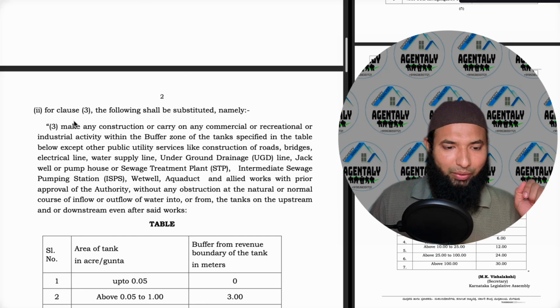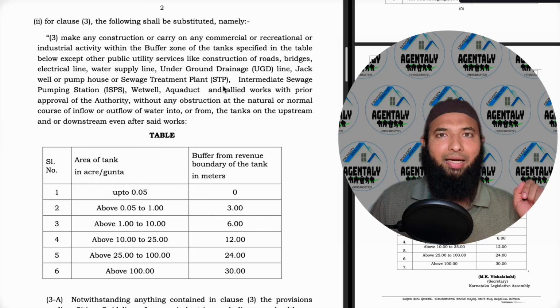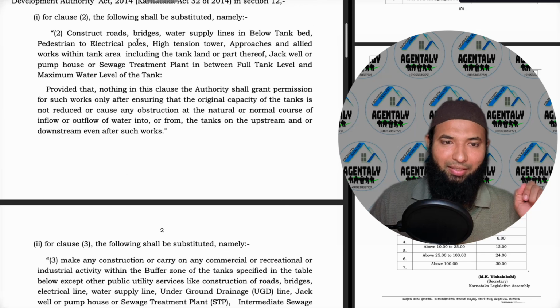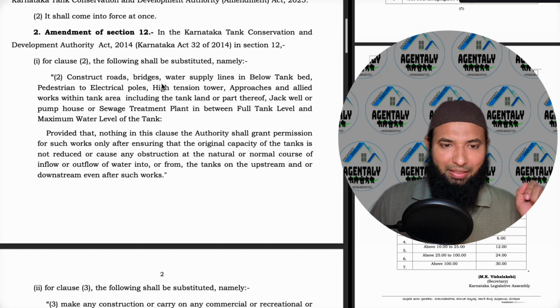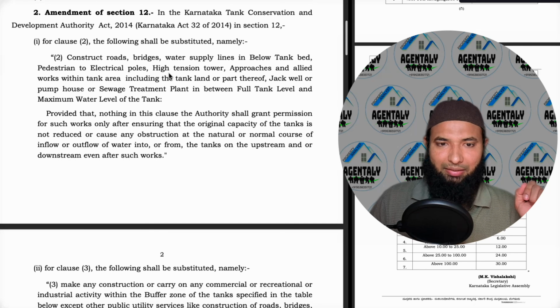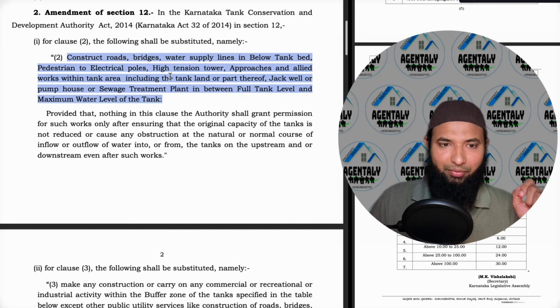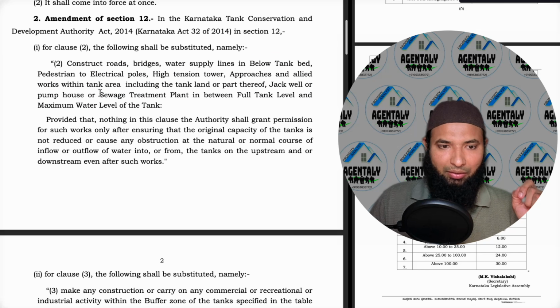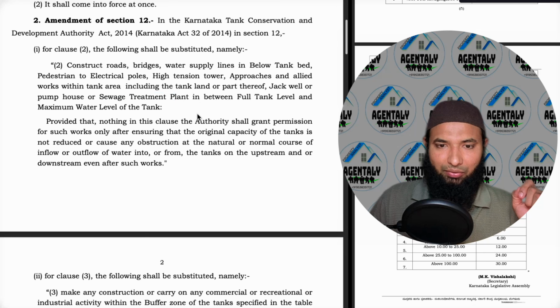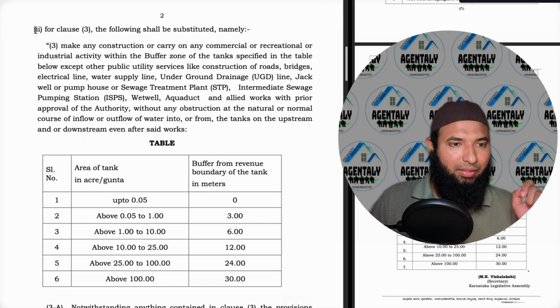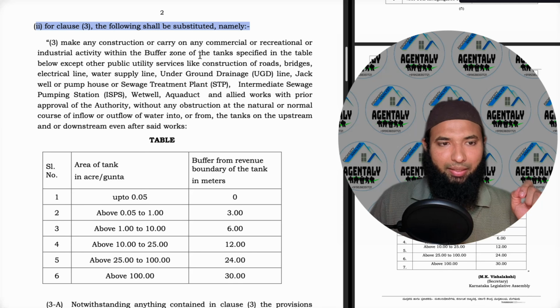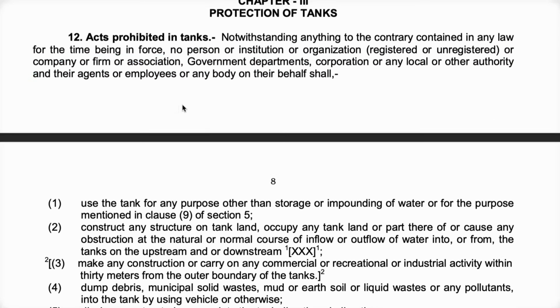Third one. Now here is the main topic regarding buffer zone. Now we had understood what we can construct and not construct. So here very clearly they were telling we can't construct without taking permission, which means it is all government works only. These are all government works only. Nothing is privatized. Sewage treatment plant inside the lake. So these are all their works only, government works. Okay, clause 3. The following shall be substituted, namely. So clause 3 they are going to substitute again.